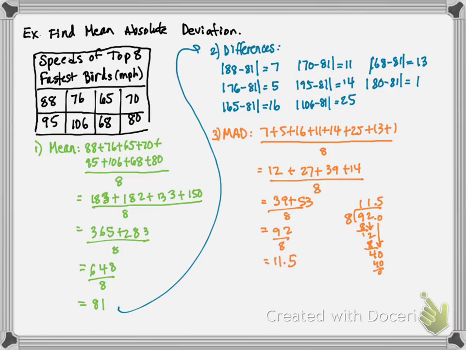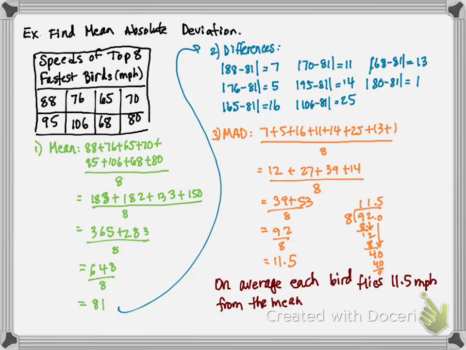Okay, so how we interpret this is on average, each bird flies 11.5 miles per hour from the mean. Some fly faster, some fly slower, but on average, it's 11.5 miles per hour from the mean.